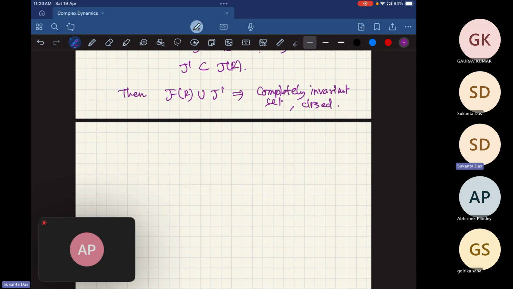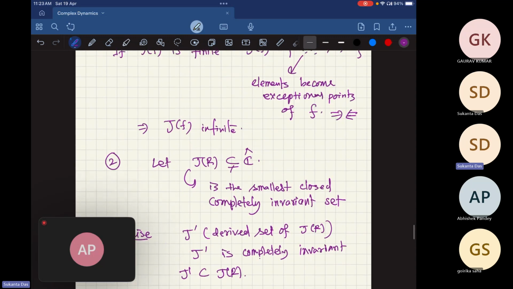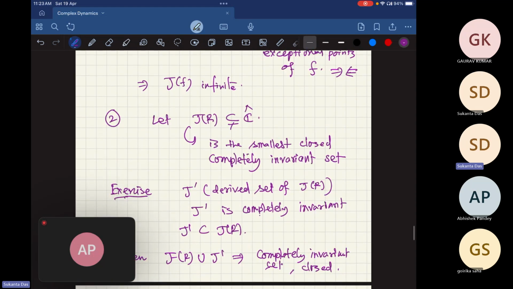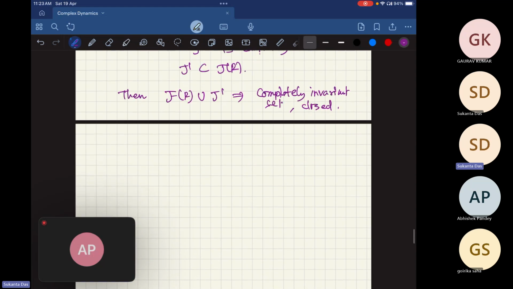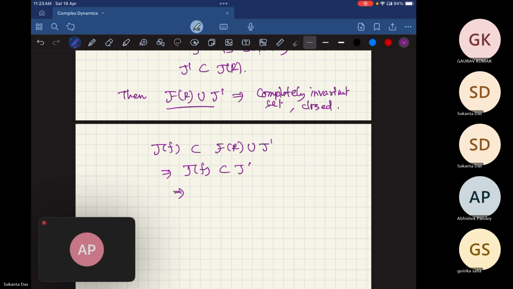So by the minimality of J, J is the smallest closed completely invariant set, and I have also got here one completely invariant closed set. I can say that the Julia set will be a subset of the Fatou set of R union J dash. So the Julia set cannot lie inside the Fatou set. That means the Julia set will be a subset of J dash, and that means the interior of the Julia set is empty. Okay.